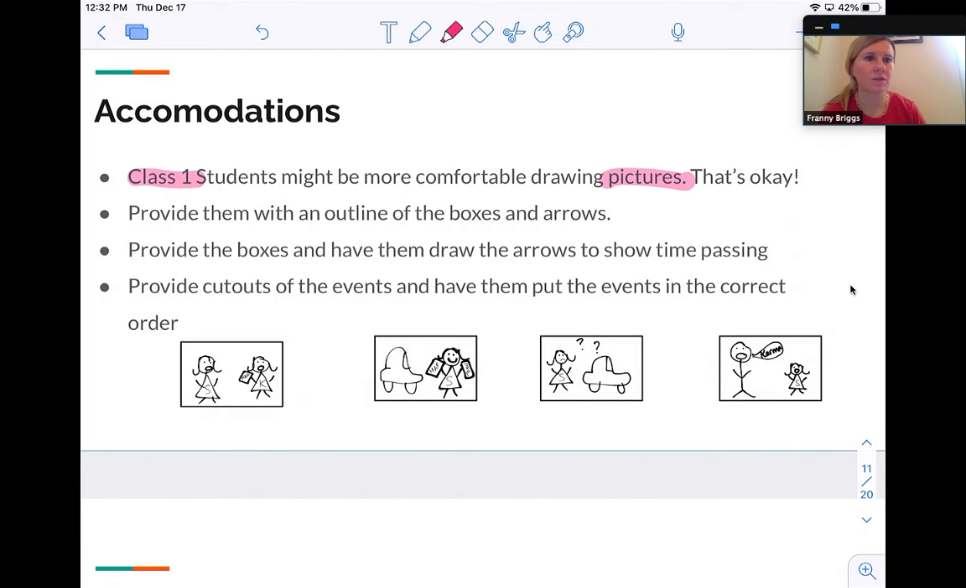So even if your students are in class 2, 3, 4, and they're drawing pictures for their sequencing frames, that's fine. Again, these sequencing frames, these brain frames are meant to help them. So whatever helps them, as long as it's accurate, is good. For younger students, you're definitely going to want to provide them an outline of the boxes and arrows. So you don't want to just give them a blank sheet of paper.